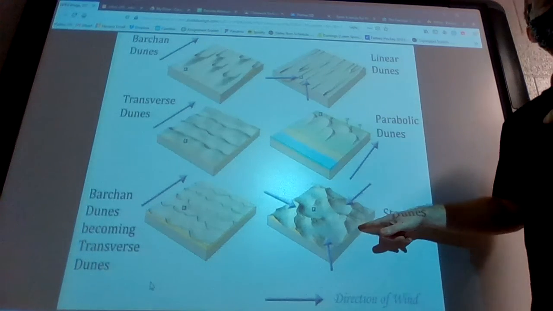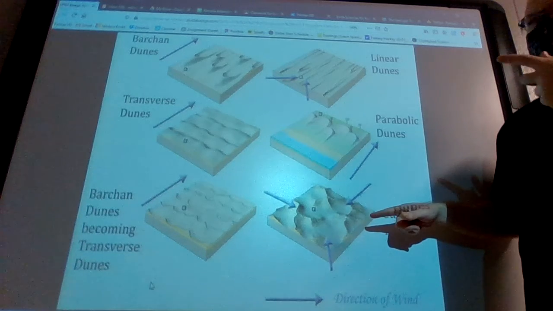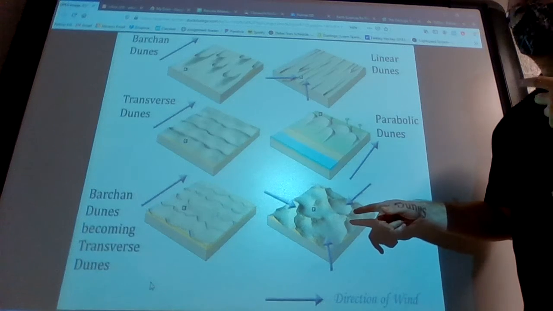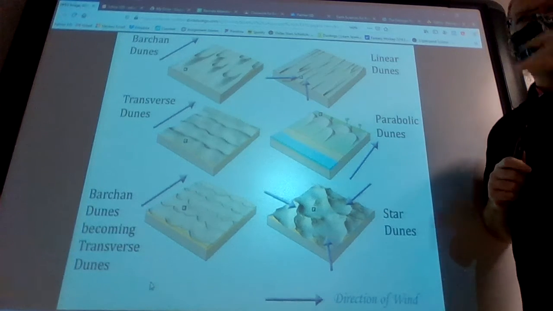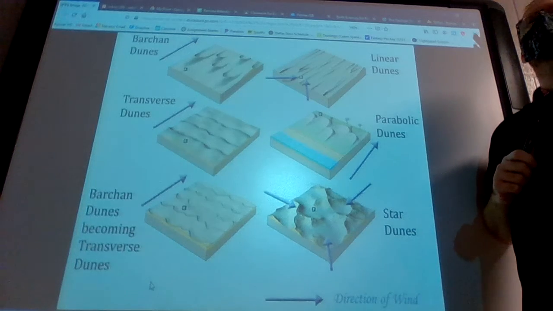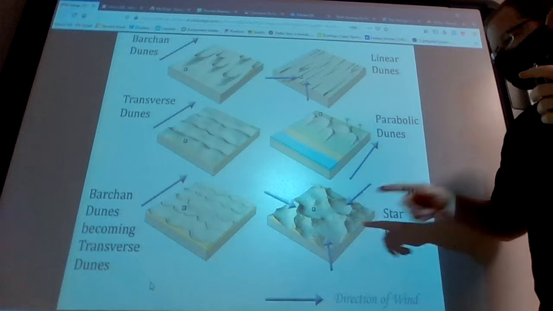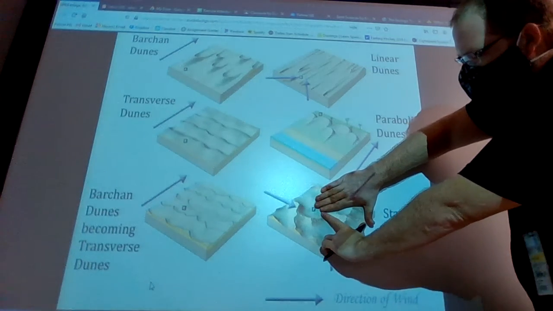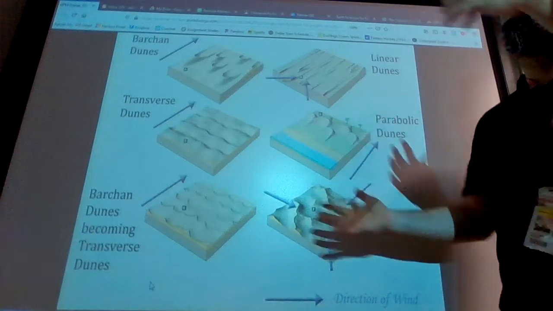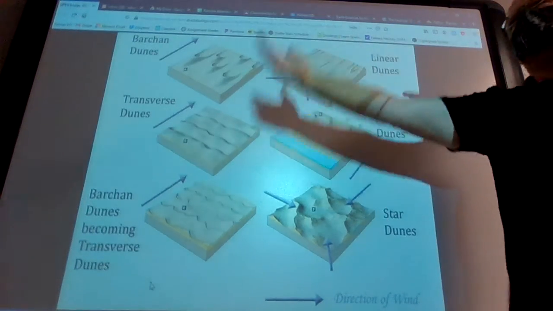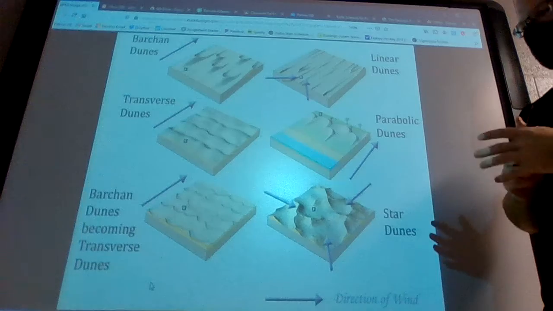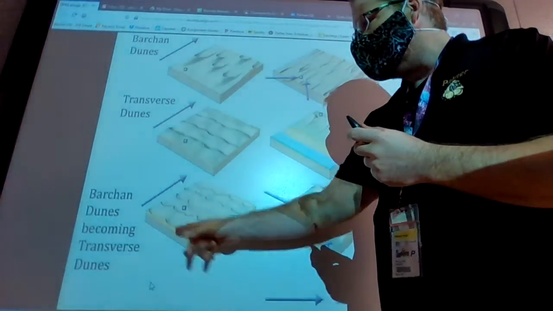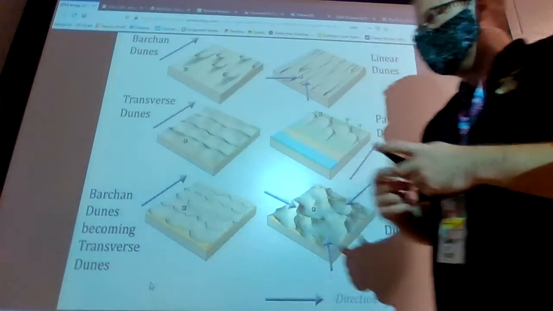If you have wind that happens to change all sorts of directions all the time, you get these big star dunes. And these, I remember, are actually the biggest ones. If you ever see a gigantic, super huge dune that's hundreds of feet tall, that's because the wind changes all the time. You have some areas that kind of look like a star, and the wind keeps blowing sand up onto this hill from all sorts of different directions, and it just keeps piling up. And so they can get really, really big. And then you've got these kind of scalloped Barchan dunes becoming transverse dunes.